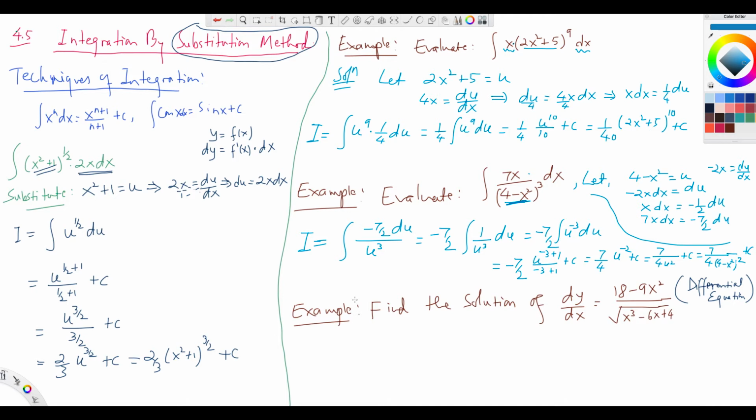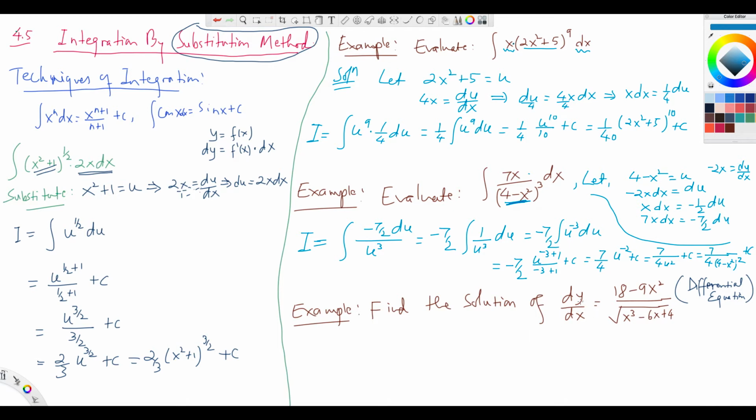So let me talk about this example. Find the solution of this: dy over dx equals that. So this is called a differential equation. Why is that? Because this has a derivative. If an equation has a derivative, then we call that a differential equation. So how do I find the solution?